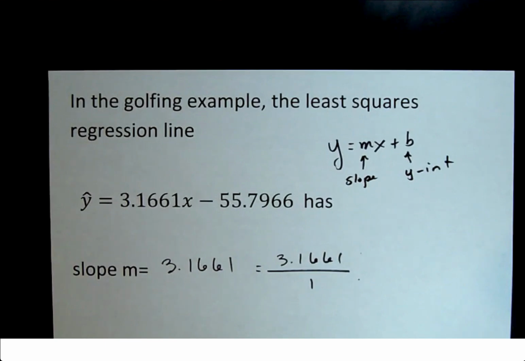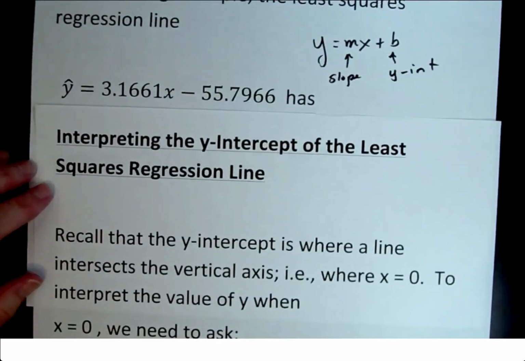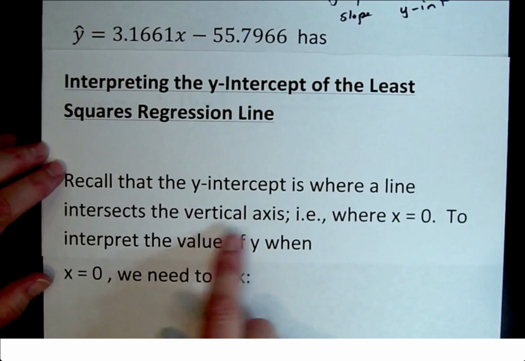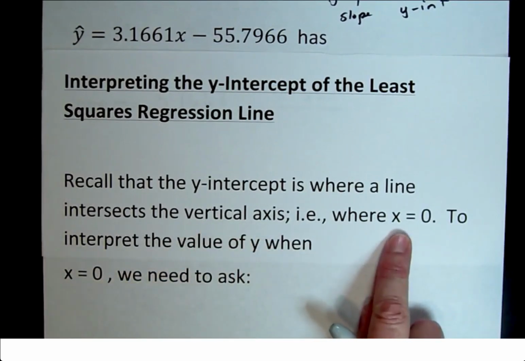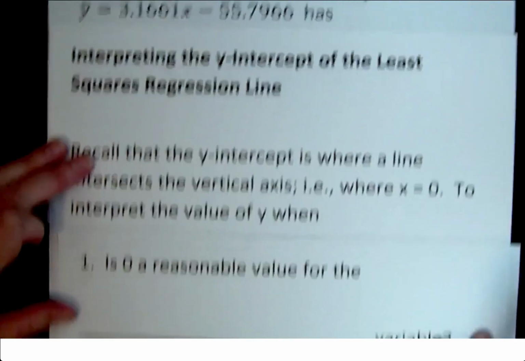Okay, so let's talk about the y-intercept. And remember also that the y-intercept is where the line intersects the y-axis, or the vertical axis. In other words, where x equals 0. Remember in algebra putting in x equals 0 to get the y-intercept? Well, to interpret the value of y when x is equal to 0, we need to ask a couple of questions.